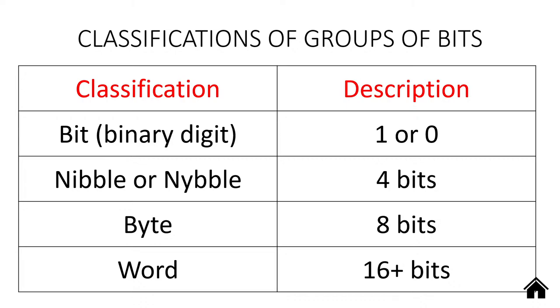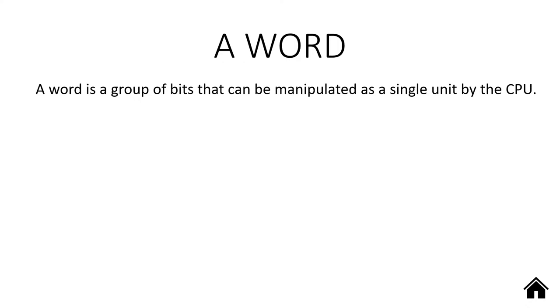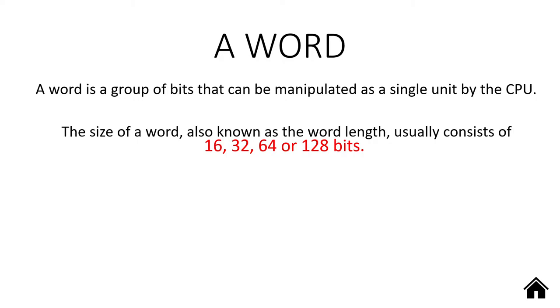Have you ever wondered why some software comes as a 64-bit or a 32-bit version? That's because your processor can crunch 32-bit numbers in one clock cycle. If you've got a better processor, because you're posh and you've got a lot of dough, then you can crunch 64-bit numbers in one clock cycle. Pretty good. A word is a group of bits that can be manipulated as a single unit by the CPU. The size of the word is also known as the word length, and it consists of anything from 16, 32, 64, or 128 bits.